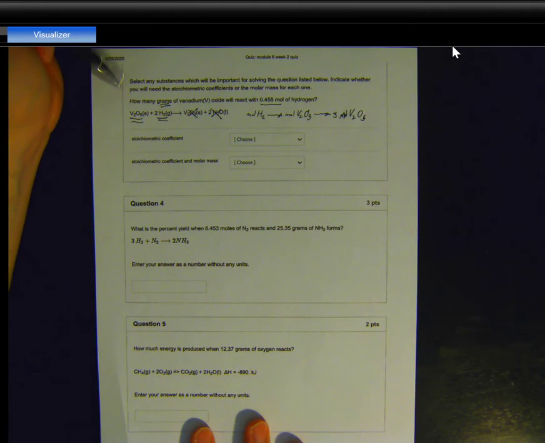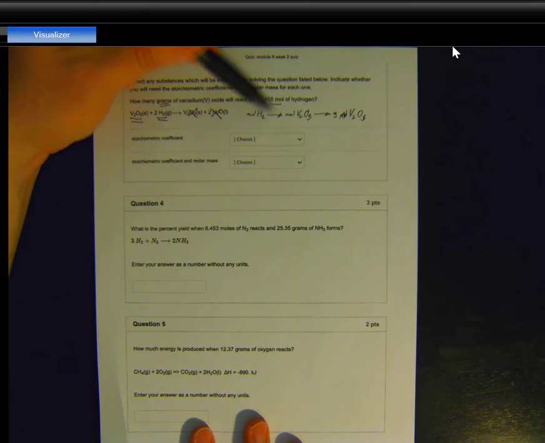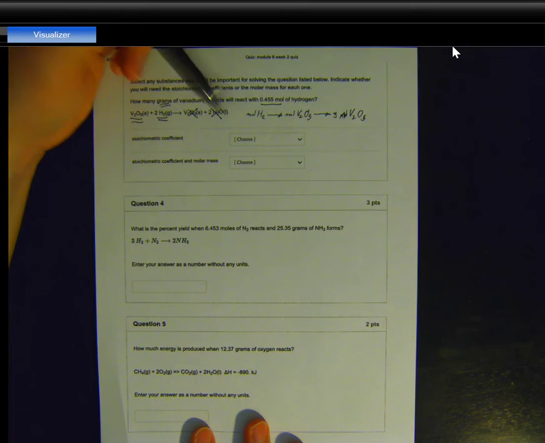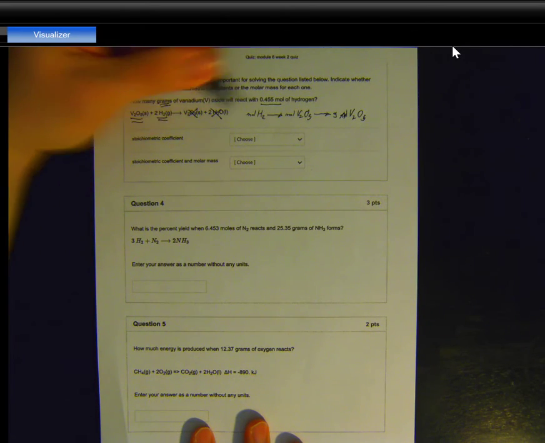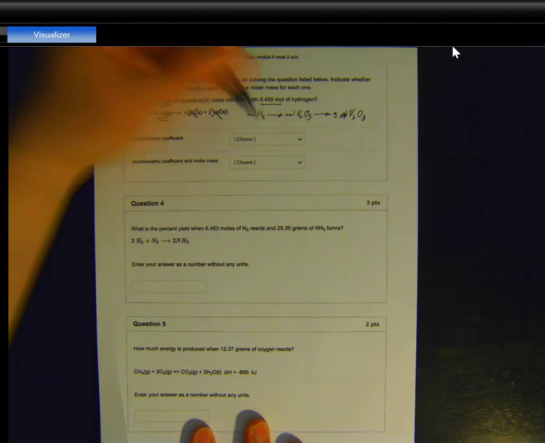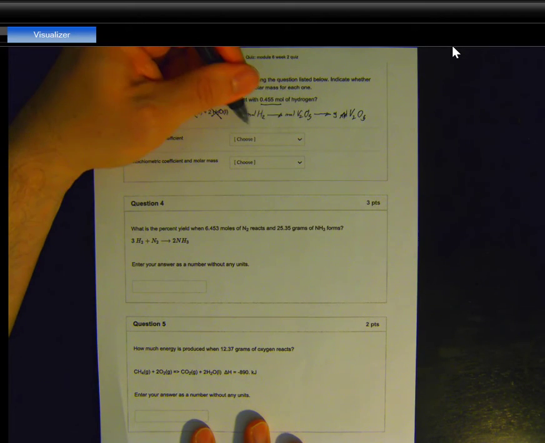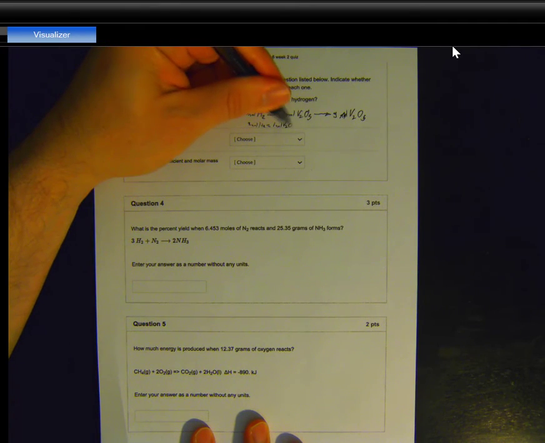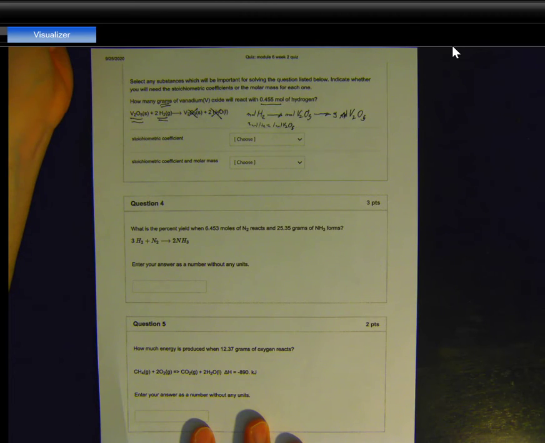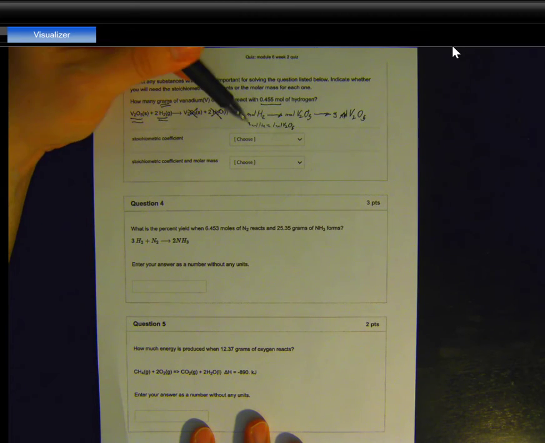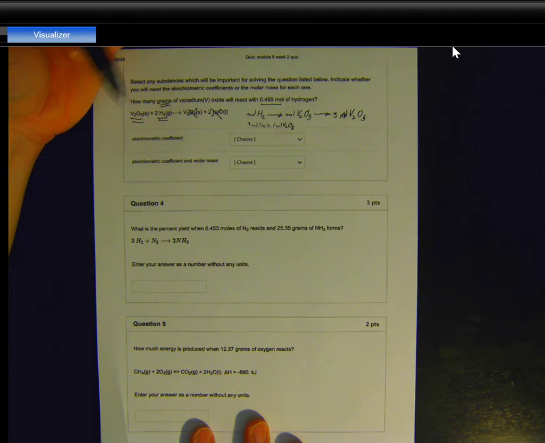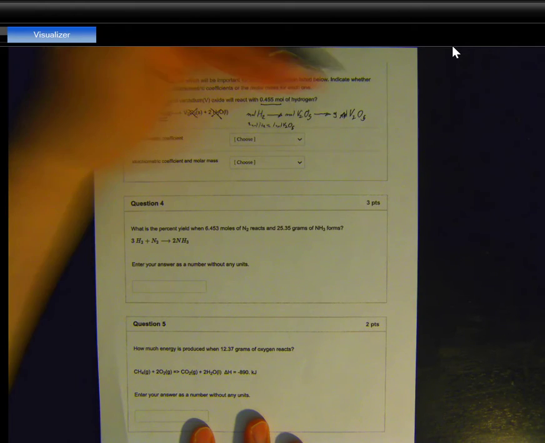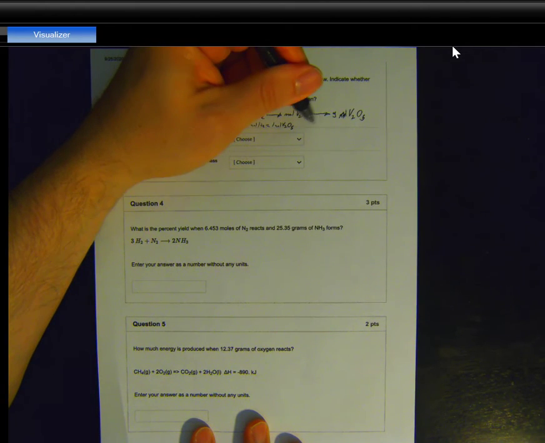Okay, so to do this conversion, we need the stoichiometric coefficient of H2. So we need 2 moles of H2 is equal to 1 mole of V2O5. Okay, so we'll need something like that. For the second one, we'll need the molar mass of V2O5.